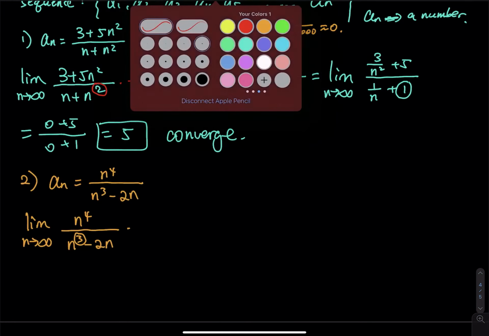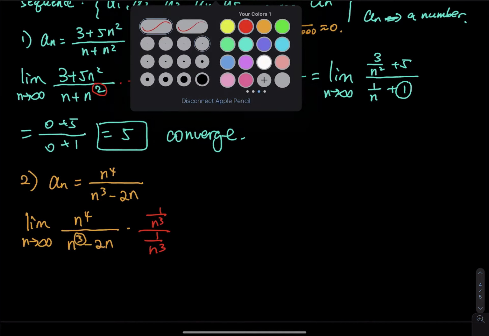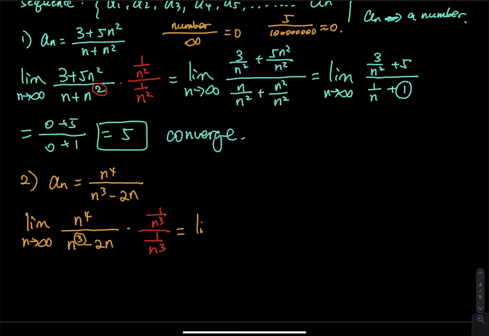So 1 divided by n to the 3rd, 1 divided by n to the 3rd, and then we go back to the orange. As n approaches infinity, we have n to the 4th divided by n to the 3rd, that is n. And then the denominator, n to the 3rd divided by n to the 3rd, minus 2n divided by n to the 3rd. So what do we have?